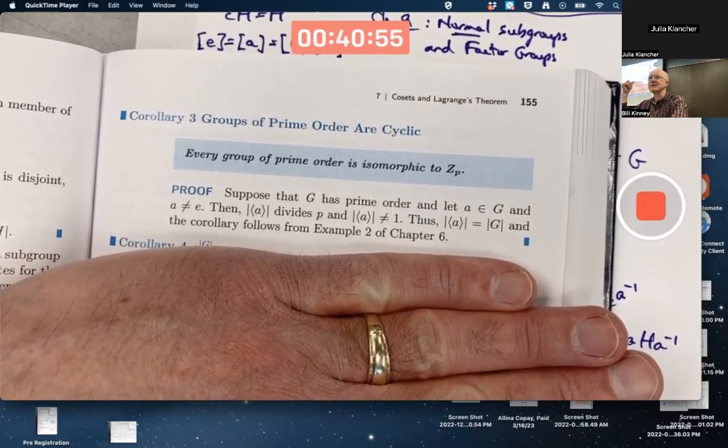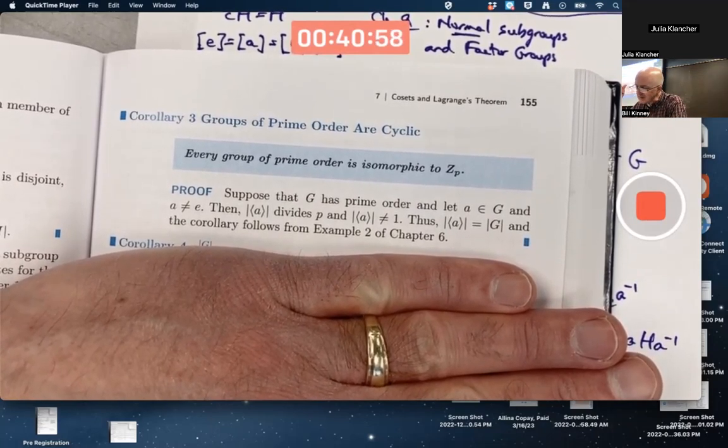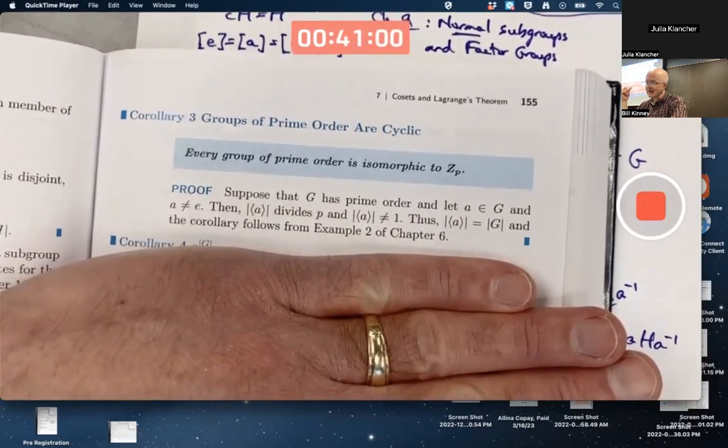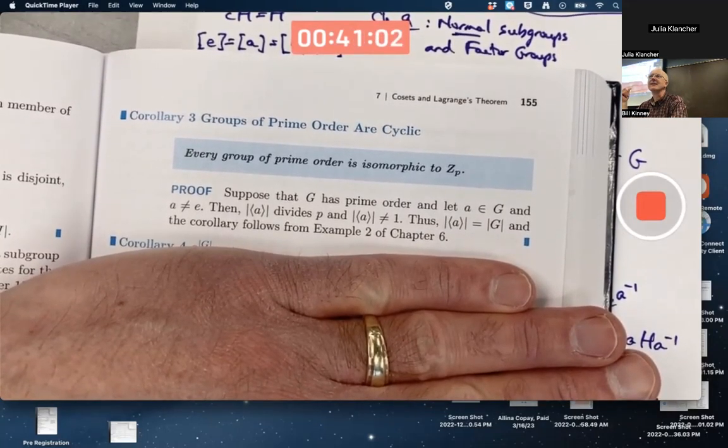Earth-shattering fact proved in 2 sentences, 3 sentences. Really, you could make it a 1-sentence proof. It's so trivial. It's a trivial consequence of Lagrange's theorem.